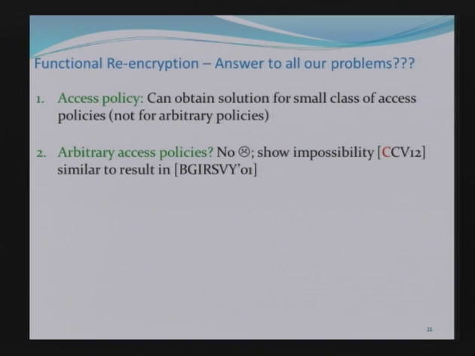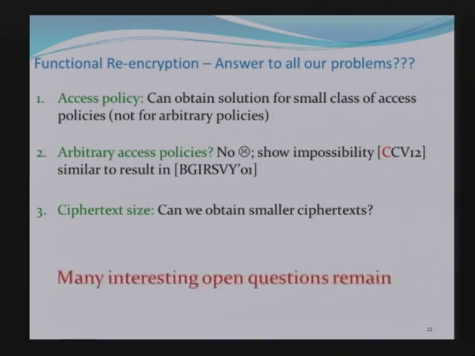How do you show that? You show that by constructing an access policy for which one cannot hope to obtain a functional re-encryption scheme. This builds upon some known impossibility results in the area of program obfuscation. There are several questions, though. One question we can ask is, can we obtain smaller ciphertexts? In our solutions, the ciphertexts are somewhat large. Can we obtain solutions with smaller ciphertext size? We have some very recent results showing that, yes, we can indeed obtain smaller ciphertext size. We're willing to make some other assumptions. And actually, there are many interesting open questions in this line of work. I'd be happy to talk to you offline about this.